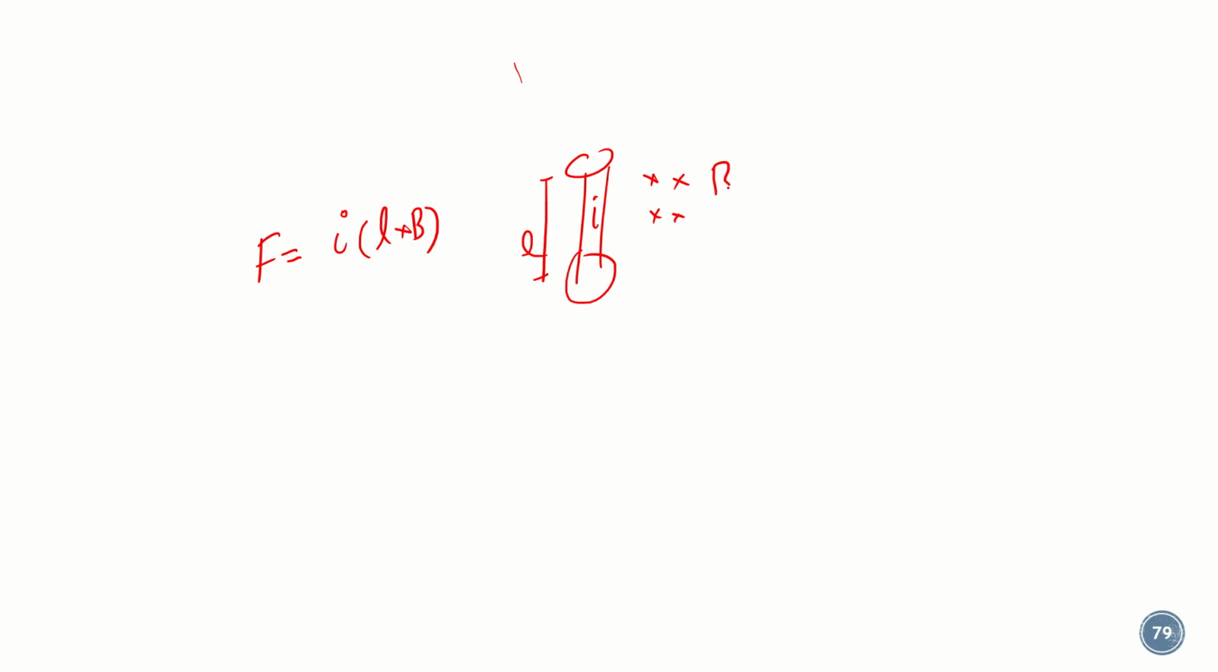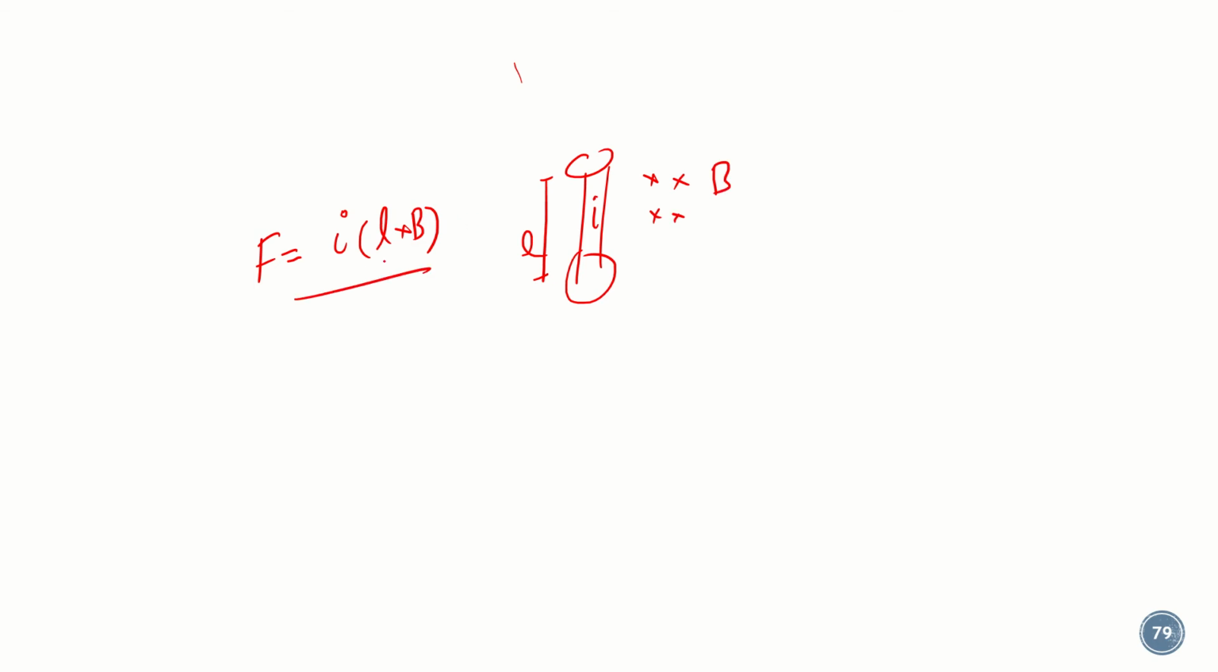Welcome back, class. Last time we learned about the losses in the core of the material, which are hysteresis losses and eddy current losses. We also learned that if a wire is present in a magnetic field and is carrying current I, then a force will be induced in it, which is the cross product of the length of the wire and the present magnetic field.